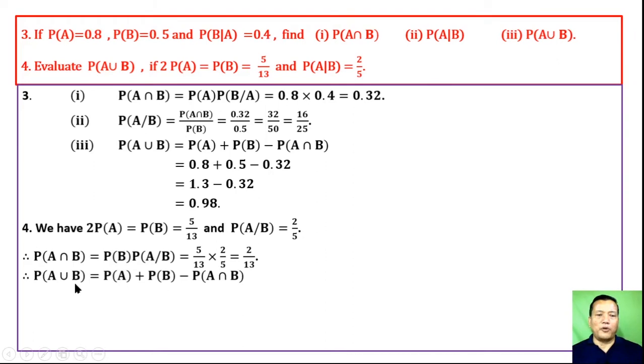Therefore, P of A union B is P of A plus P of B minus P of A intersection B. P of A is what? P of A is 5 by 26. P of B is what? 5 by 13. And P of A intersection B is minus 2 by 13. Cancelling, we get 11 by 26.